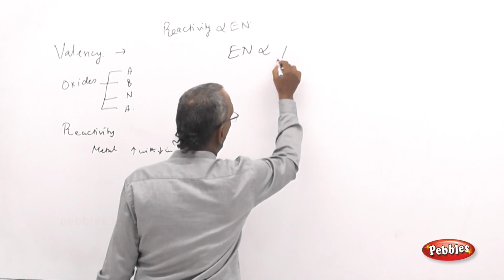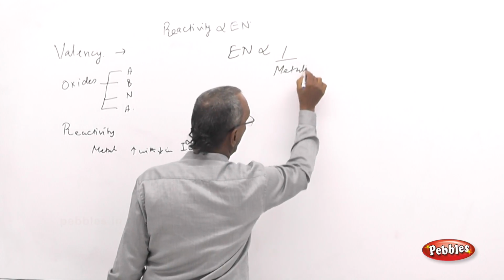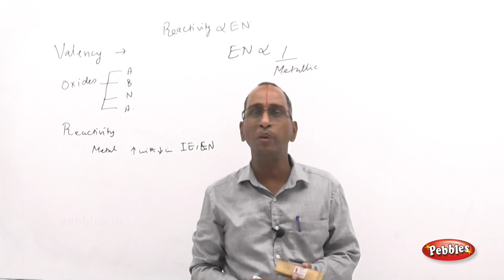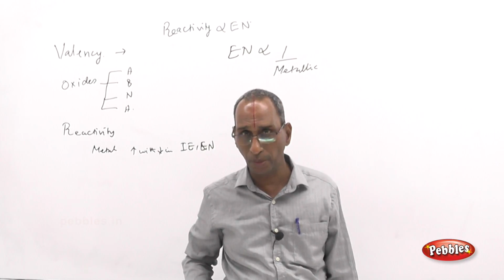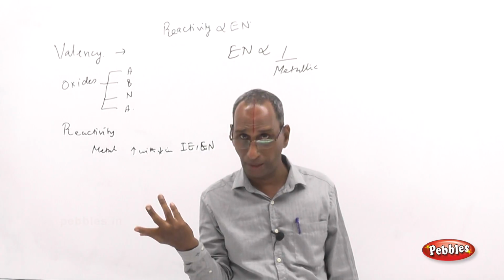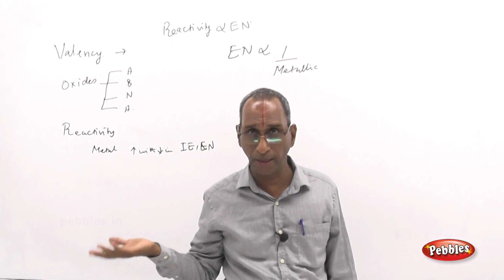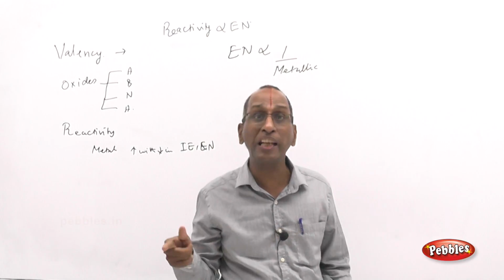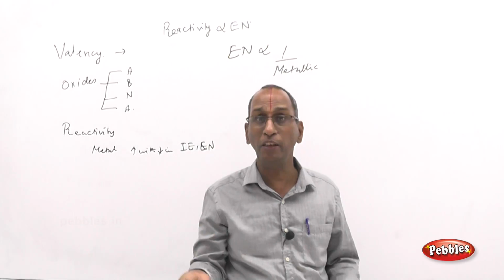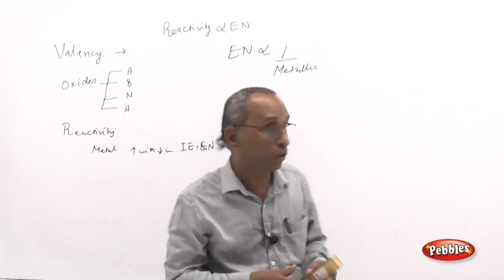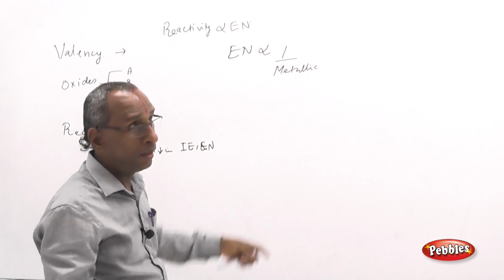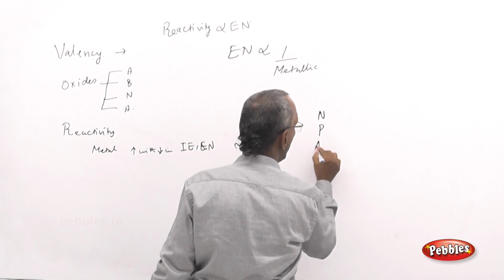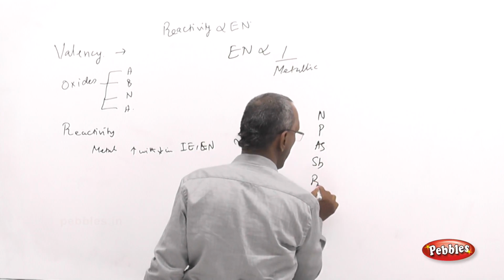Second one, metallic character. Electronegativity is inversely related to metallic character. If an element is more electronegative, it will be less metallic. Oxygen is more electronegative, so oxygen is not a metal. And on the left, the first group elements lithium, sodium, potassium, and beryllium, magnesium are electropositive. They are not electronegative. So electronegativity is least for the first and second groups, so they have highly metallic content. Even in the case of nitrogen, phosphorus, arsenic, antimony, bismuth, we have seen this.